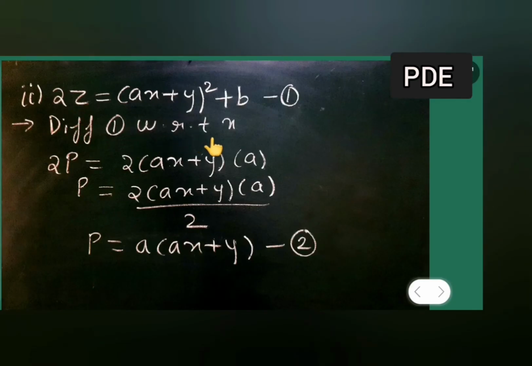That is 2p is equal to twice (x plus y) into a. If I differentiate this, what am I going to get? A will remain, a into 1 is a. So now p is equal to twice a(x plus y). Upon this, 2 will go down, and the 2 is going to get cancelled. What is going to remain? p is equal to a into (ax plus y). Take it as equation 2.